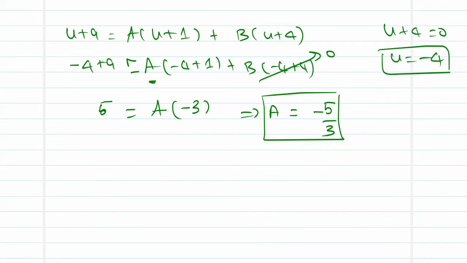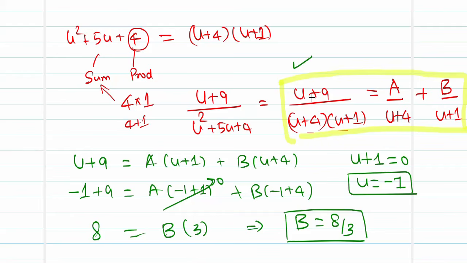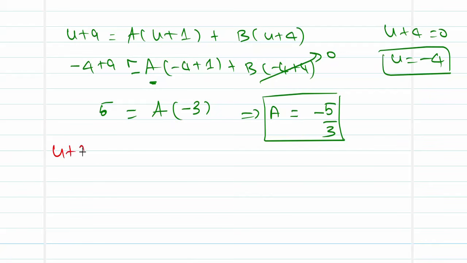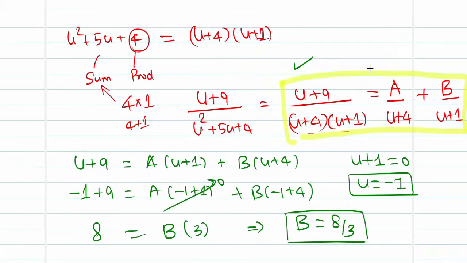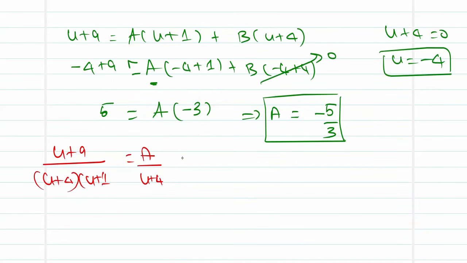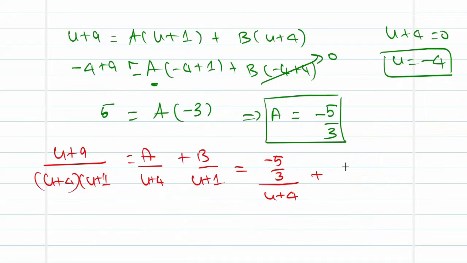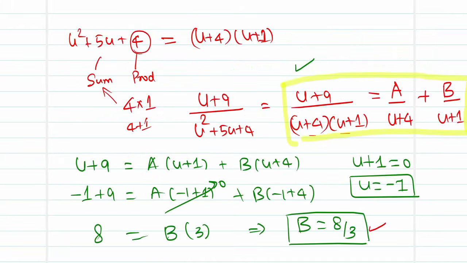Let me go and put it back in my original quantity where I have split it into partial fractions. So now what do I have is u plus 9 divided by u plus 4 into u plus 1, which was rewritten as a divided by u plus 4 plus b divided by u plus 1. It is now of the format minus 5 by 3 times 1 over u plus 4, plus b, we got it as 8 by 3, substitute it over here, 8 by 3 times 1 over u plus 1.